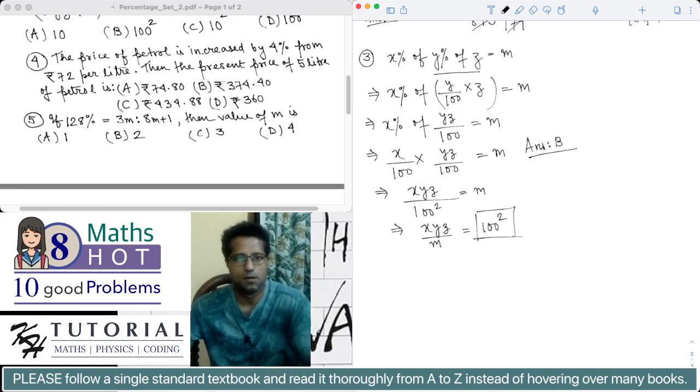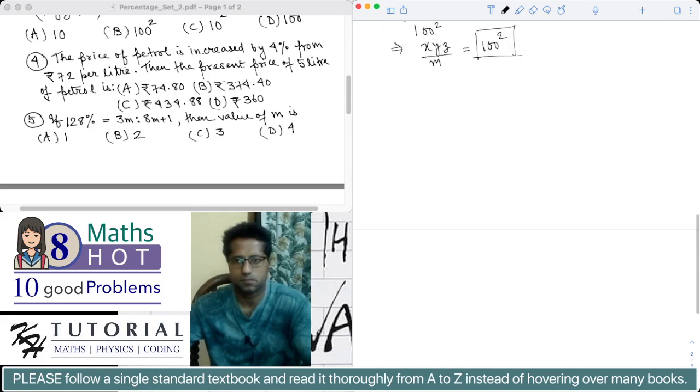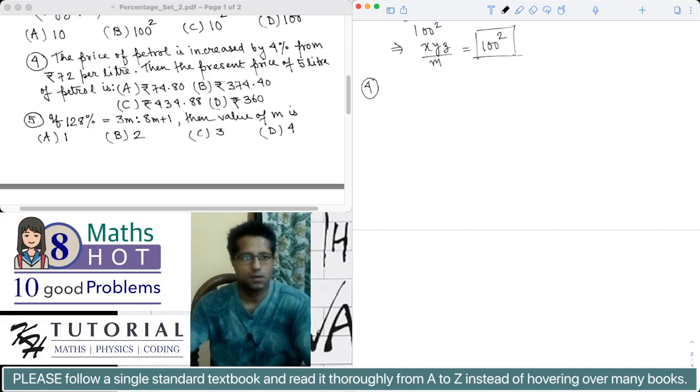Okay, let's do problem number 4. The price of petrol is increased by 4% from rupees 72 per liter. Then the present price of 5 liter of petrol is. So initially the price of petrol was rupees 72 per liter, and from that price the price was increased by 4%.